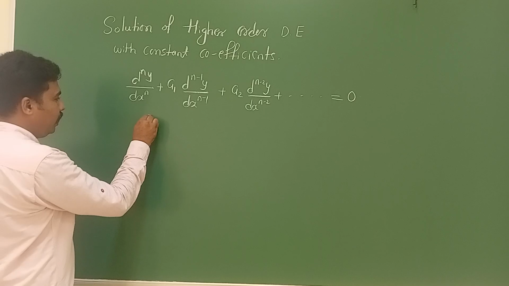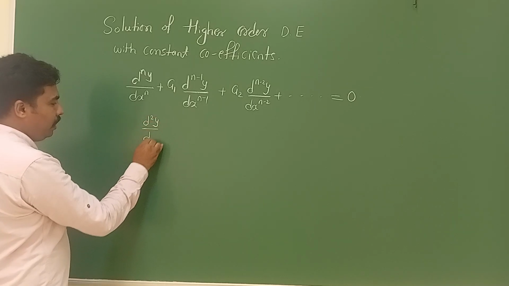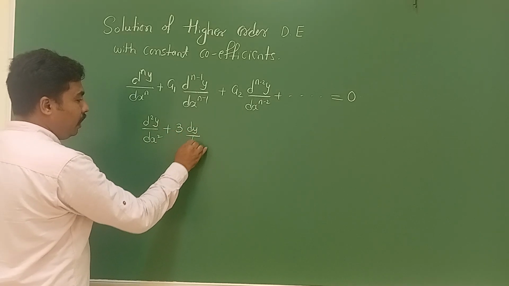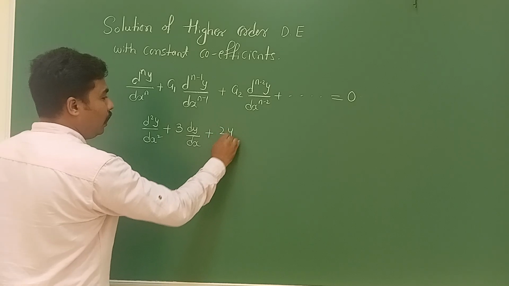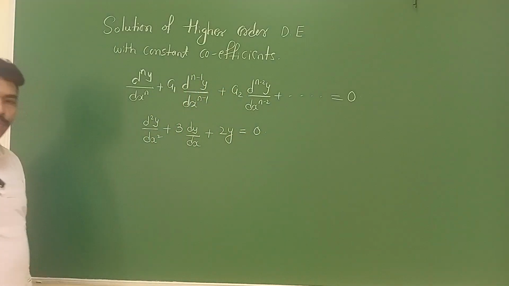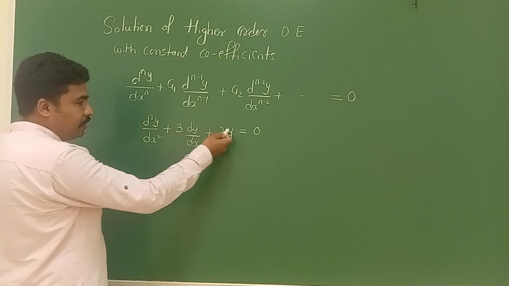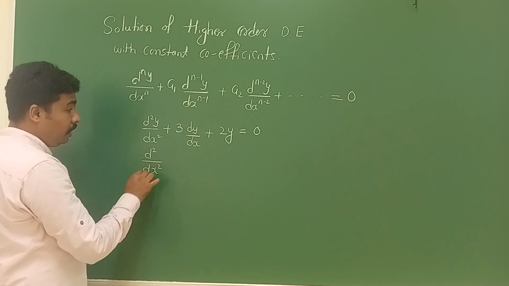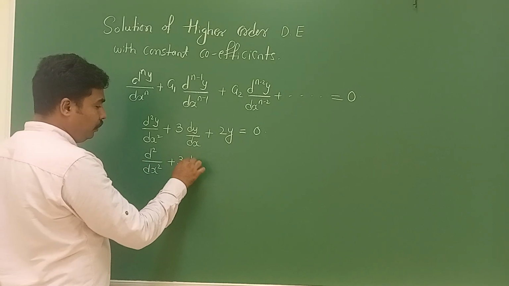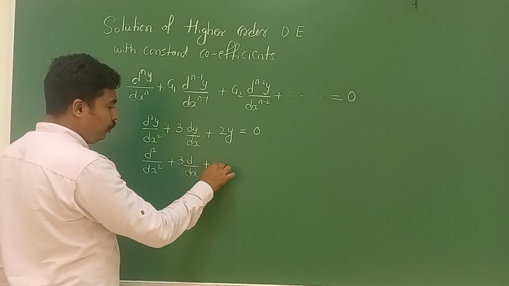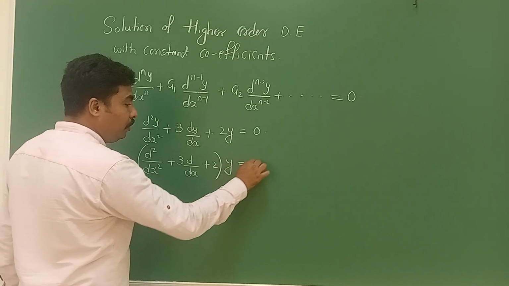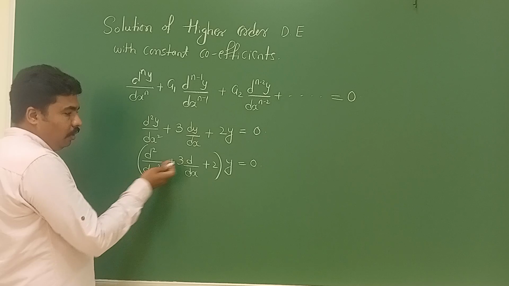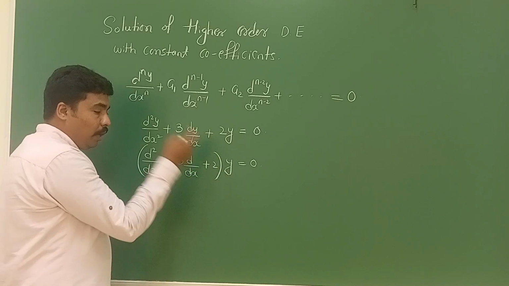Second order equation like this: d square y by dx square plus 3 into dy by dx plus 2y equal to 0. Now you see here, y is there everywhere, right? So if I take y common, it becomes (d square by dx square plus 3 into d by dx plus 2) into y equal to 0. Now you see, this whole term is associated with y.